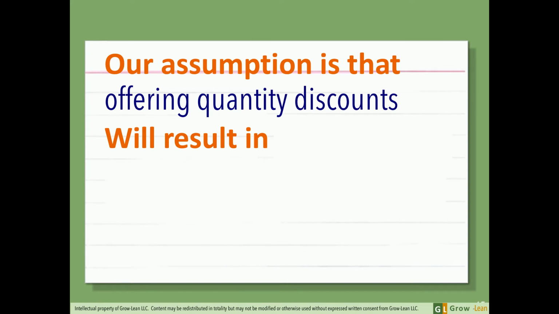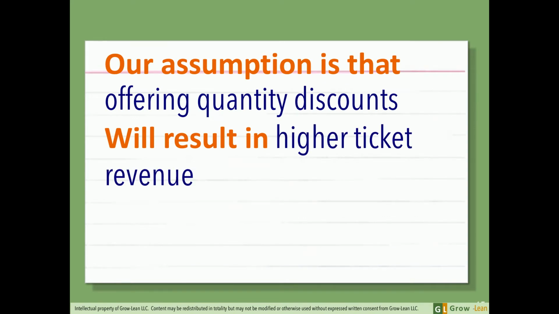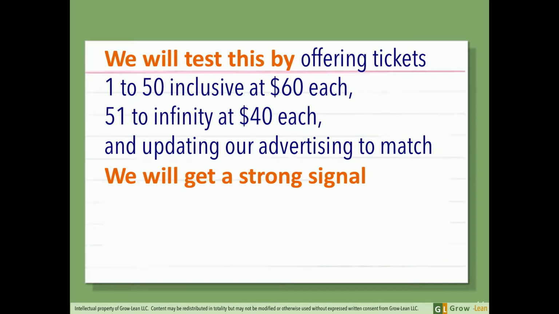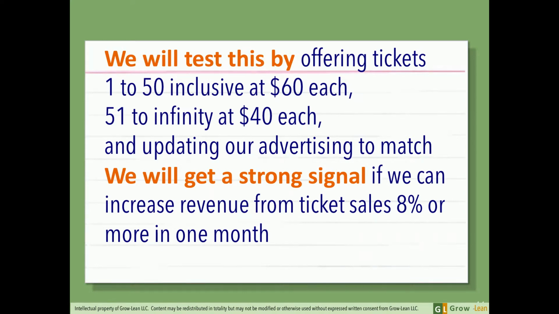Our assumption is that offering quantity discounts will result in higher ticket revenue, say elevated up. We will test this by offering 1 to 50, it's 51, right? The rules we established. When we're doing science experiments against nature, it's a little bit easier to say this is repeatable. You try something. I want to make this really great unscratchable cover, and to do that, I test some new chemicals out and it works, right? When you're doing it with people, though, you can't really prove it per se in the same sense. So I'd like to see you get a strong signal or a weak signal. We'll get a strong signal if we increase the revenue 8% or more in 1 month.